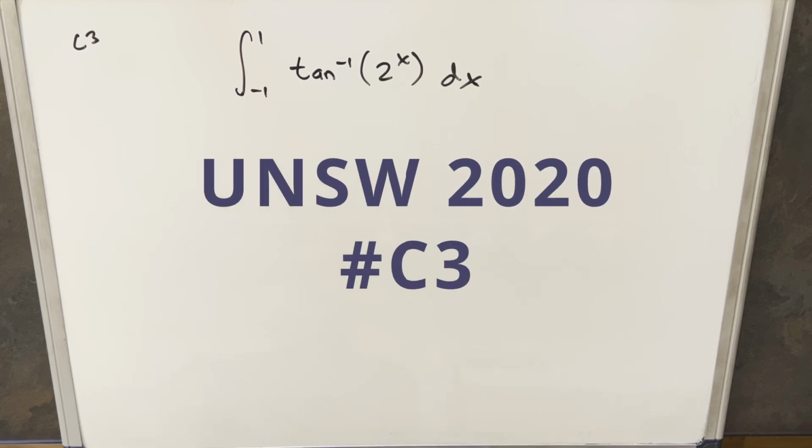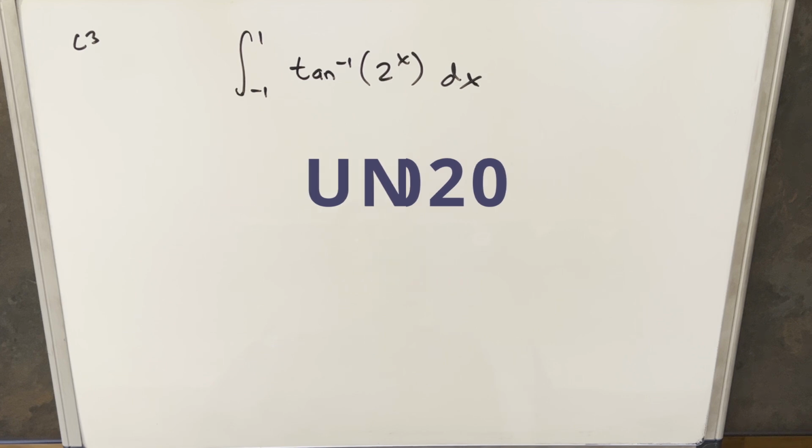Okay, we have here a pretty interesting integral from the UNSW Integration Bee from 2020. This was problem C3. We have the integral from -1 to 1, arctan of 2 to the x dx.